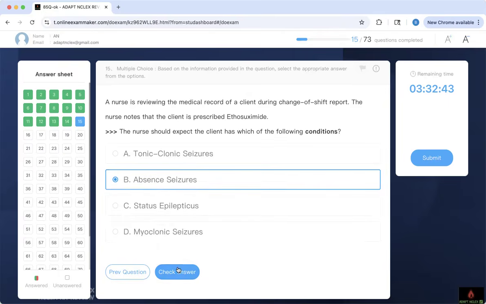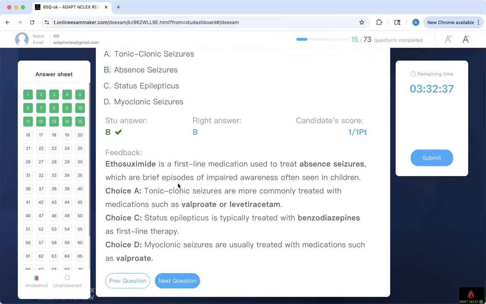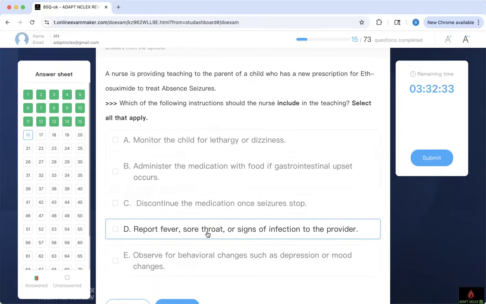Ethosuximide is used for absent seizure. Other anti-epileptic medications can be used for all the others. But this one is specific. That's what we use it for. And this is providing teaching to a child who has what? A new prescription for ethosuximide. Like I told you, this is to treat absent seizure. Which of the following instructions should the nurse include? That means if you know the medication for absent seizure, what kind of teaching should you provide?